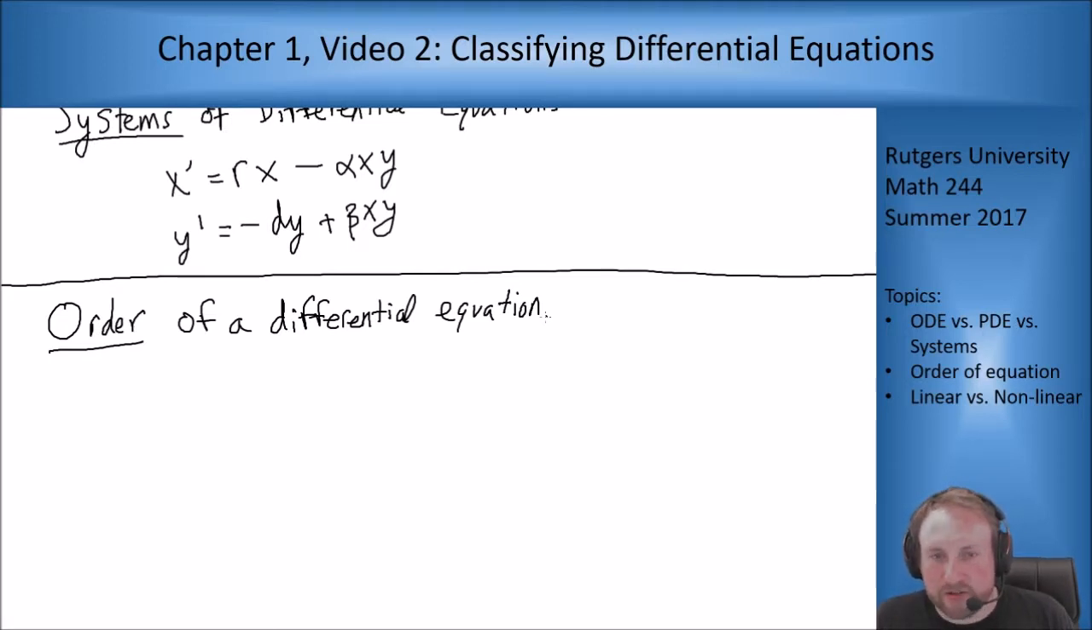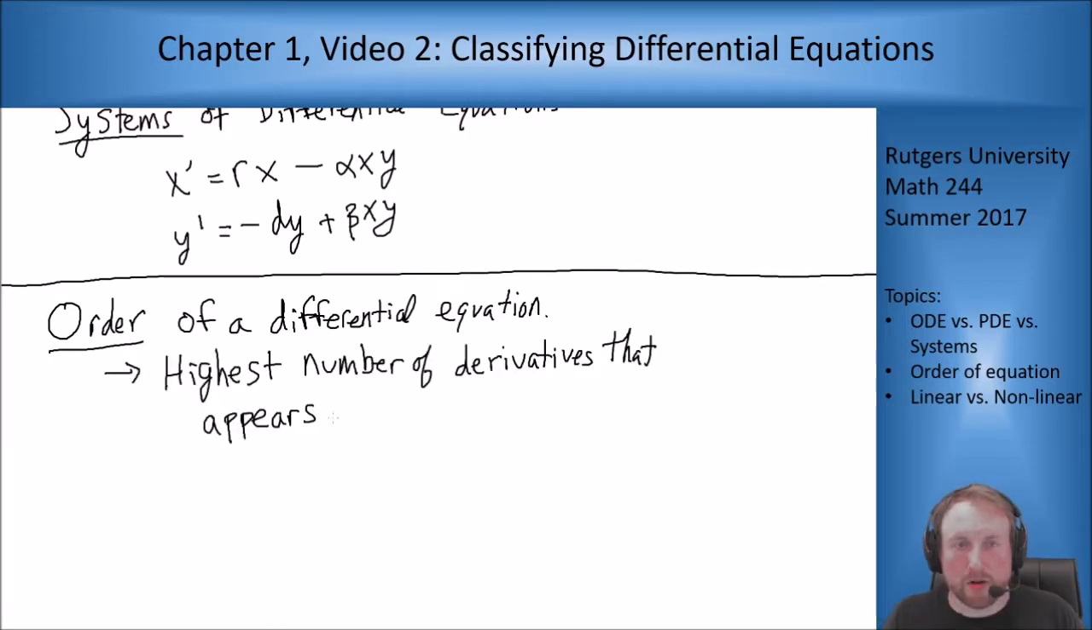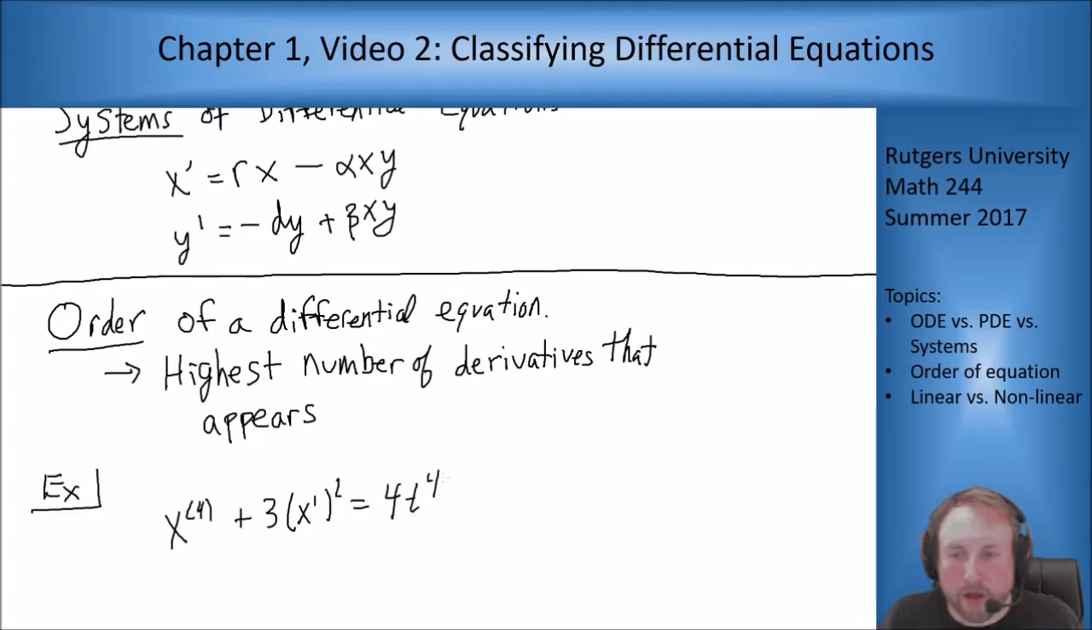And the order of a differential equation is just the highest number of derivatives that appears somewhere in the problem. So all I care about for order is the biggest number that appears as a derivative. So for instance, if I look at the following ODE for a function x, where I have the fourth derivative of x plus 3 times the first derivative squared equals 4t to the fourth, we see that the highest order of derivative that shows up is the fourth order derivative on the first term. So we would say this is a fourth order equation.